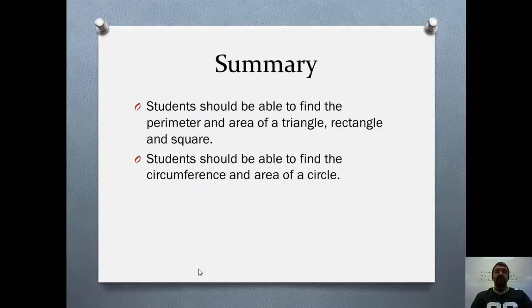At this point, you should be able to find the perimeter and area of a triangle, rectangle, and or square. And you should also be able to find the circumference and area of a circle.